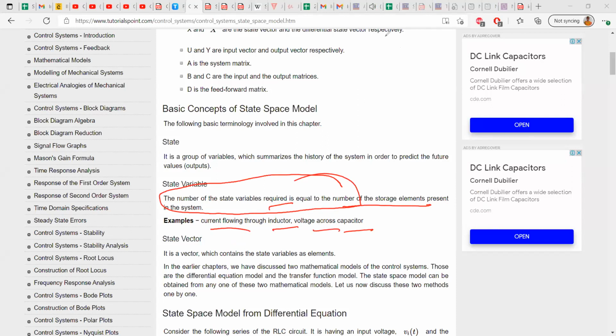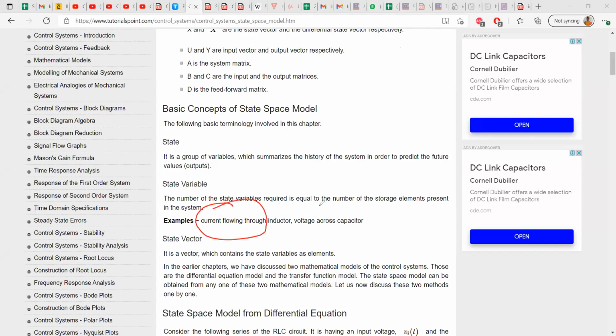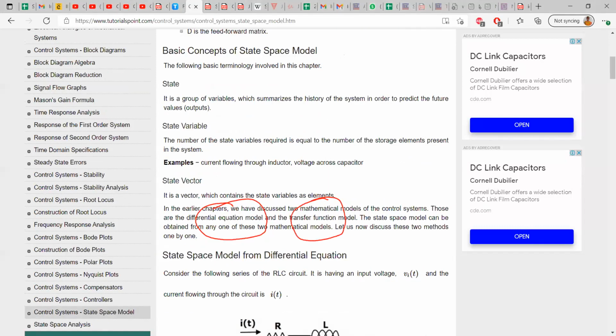But here the state variable is nothing but the current flowing through the inductor, and the voltage across the capacitor is the state variable. Is it clear? Not inductor and capacitor are the state variables. They are the constants. They are fixed constraints. They are not variable constraints. Okay. Right.